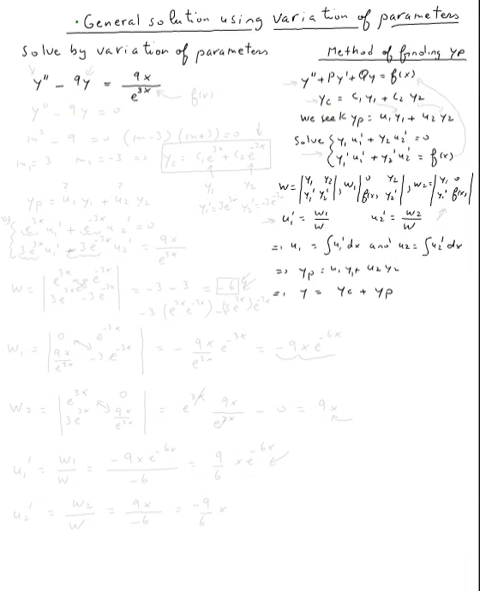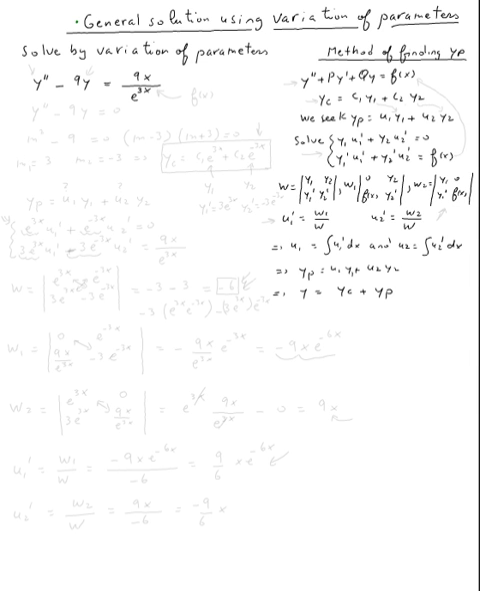The topic is general solution using variation of parameters. So let's do this example. This is the second example, solved by variation of parameters: y double prime minus 9y is equal to 9x over e to the 3x.